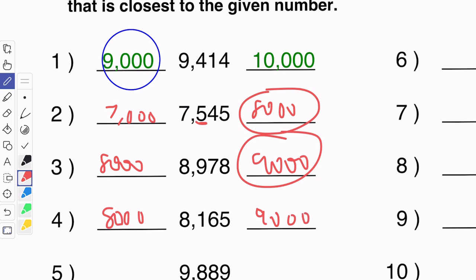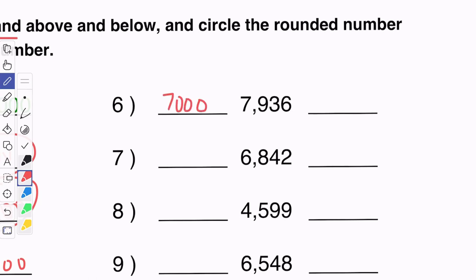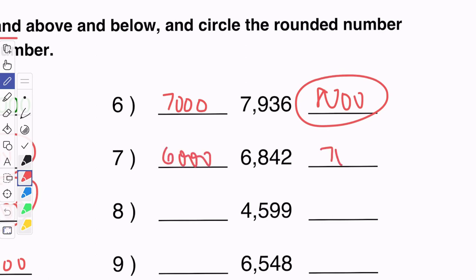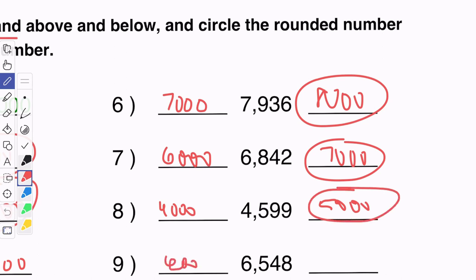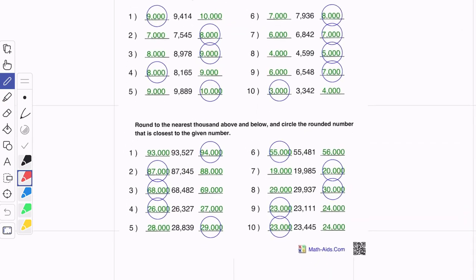8,000 and 9,000. It's going to be closer to 8,000 because of that 1. There's 9,000 and there's 10,000. It's going to be closer to 10,000 because of that 8, and we're rounding up. There's 7,000 and there's 8,000. We're going to be rounding up. 6,000 and 7,000. We're going to be rounding up. 4,000 and 5,000. We're going to be rounding up. 6,000 and 7,000. We're going to be rounding up because of that 5. Those 5s. 3,000 and 4,000. We're going to be rounding down because of that 3. And yeah, that's what you should get.